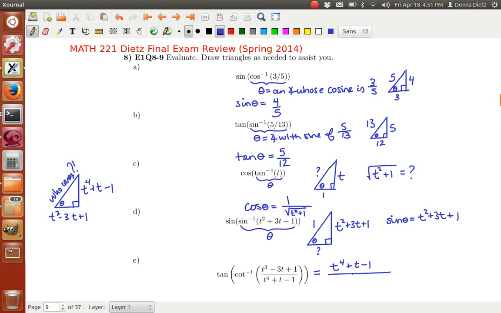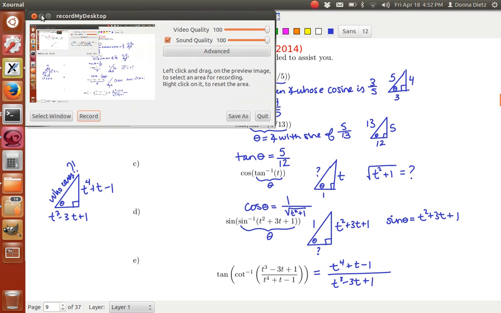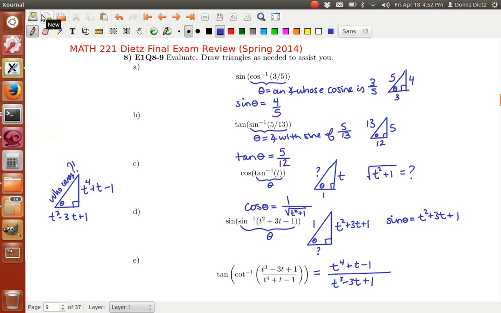Y over x, which is just the reciprocal of what was inside. And then you look and say, aha, tangent and cotangent, they are very, very similar. One is the reciprocal of the other. So the tangent of an angle whose cotangent is mass is 1 over mass, just like the sine of an angle whose cosecant is mass is 1 over mass. So we're good to go.